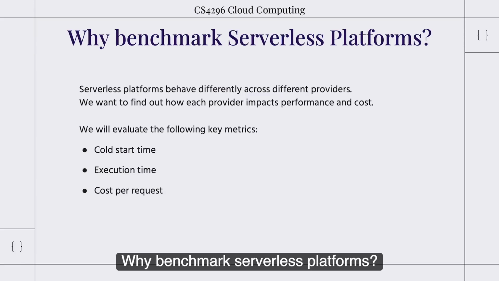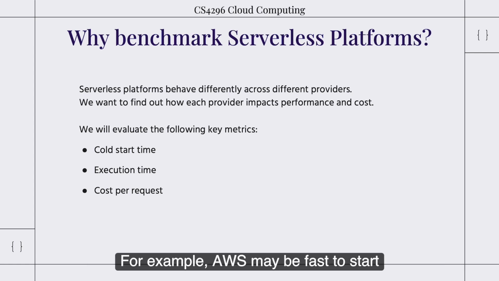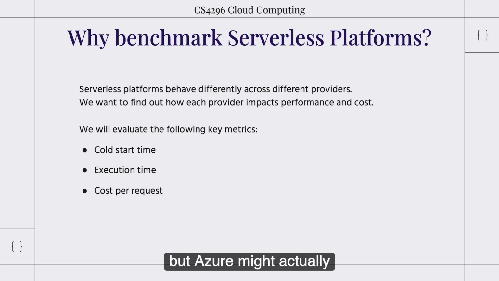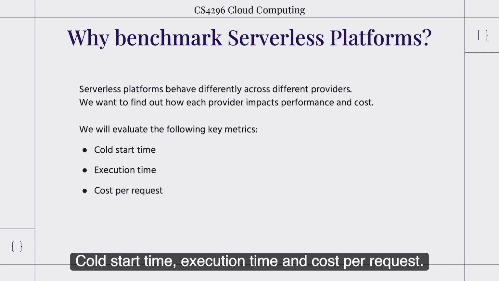Why benchmark serverless platforms? Serverless platforms are popular for building scalable, event-driven applications. However, they behave differently depending on the cloud provider. For example, AWS may be fast to start, but Azure might actually be more cost-efficient at scale. So to explore this further and evaluate them fairly, we focused on three key performance metrics: cold start time, execution time, and cost per request.